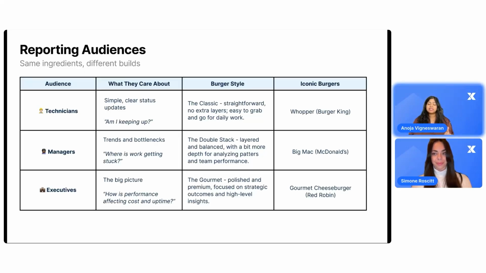And then when it comes to executives, they're looking at things from even higher up. They care about outcomes. So that's cost, uptime, risk, and overall performance. They don't need every detail, but they need a clear, polished view that helps them understand what the data means and how it impacts their business. And that's really what the key takeaway here is, that good reporting isn't about showing everything to everyone. It's about serving the right information to the right audience at the right level.